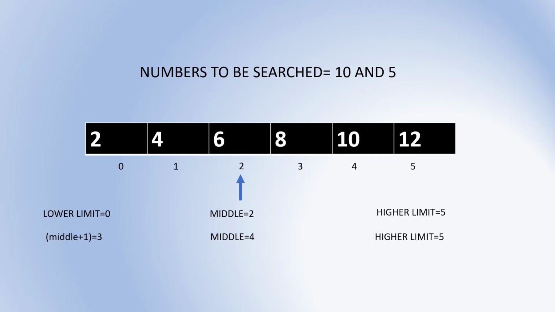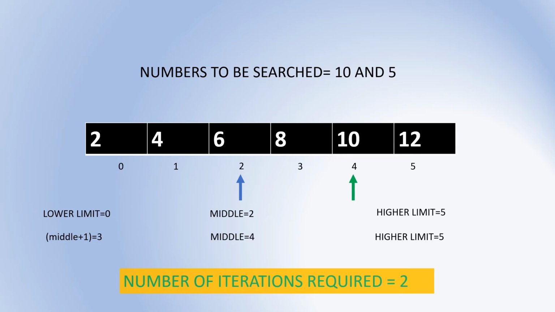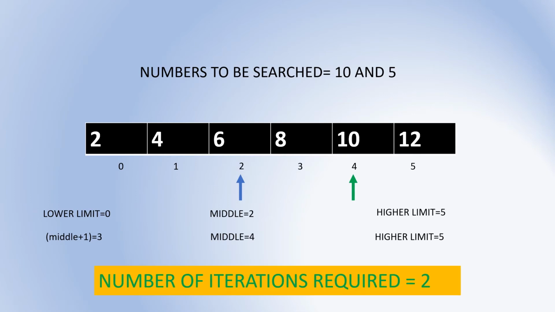Again, with these updated values we would calculate the value of variable middle, which would be 3 plus 5 divided by 2, that means 4. Again, we would compare the element at the middle position with the number we are searching. So, at the 4th position we have 10. Voila, we found it. I will bring something to your notice: the sequential search took 5 iterations to generate this result, whereas binary search only took 2 iterations.